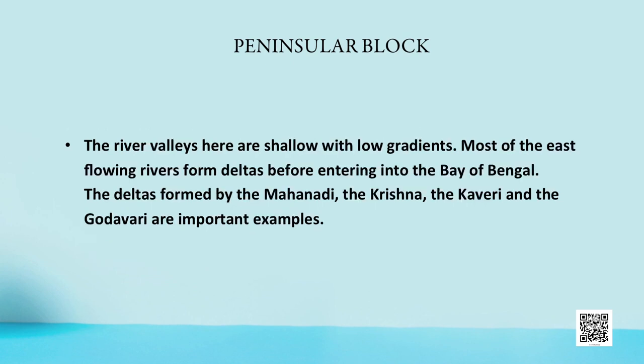The river valleys here are shallow, not very deep, not very wide, with very low gradients. Most of the east flowing rivers form deltas before entering the Bay of Bengal, whereas the west flowing rivers form estuaries. The west flowing rivers are Narmada and Tapi, and the east flowing rivers are Mahanadi, Godavari, Krishna and Kaveri. Now that was the first geological division according to the formation.